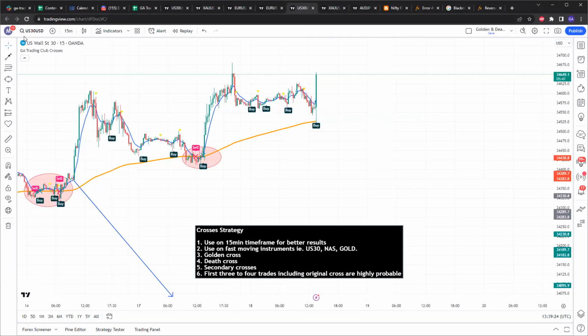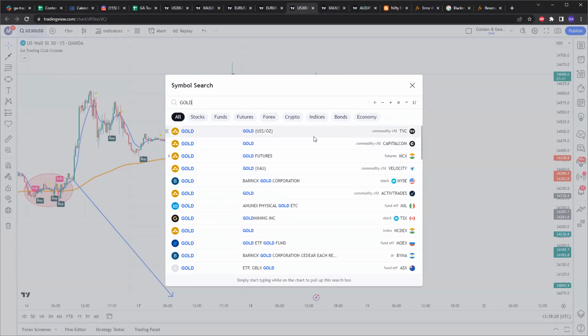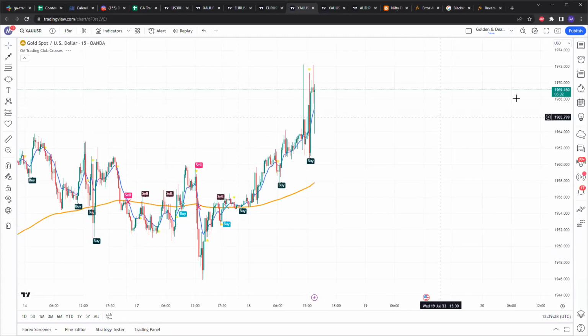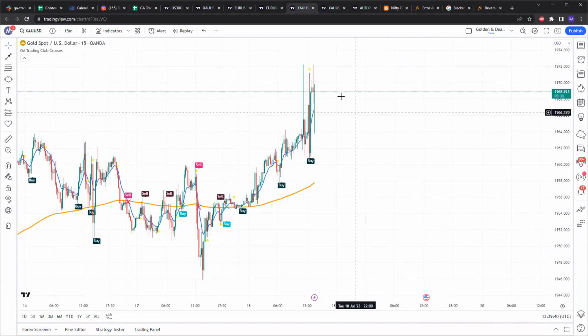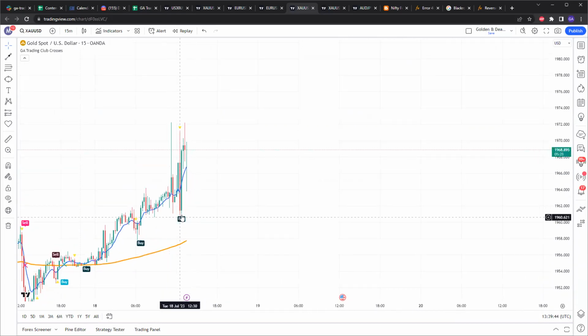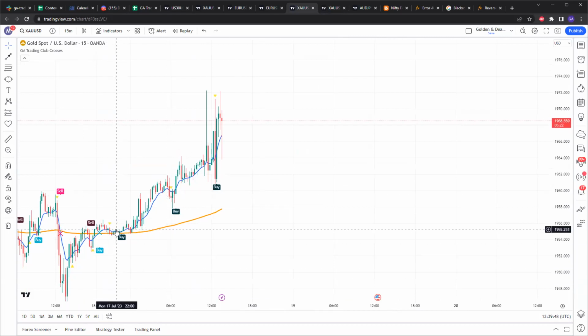The crosses indicator, and it's fine if US 30 wants to keep pumping up. I would rather it keep pumping up because I know when that reversal comes, when that sell entry comes off of the crosses indicator, it will be a nice entry. Now, the crosses indicator did give us a buy right here on gold. However, for me, the way I trade the crosses indicator, the first 4 entries are highly probable. So 1, 2, 3, 4.